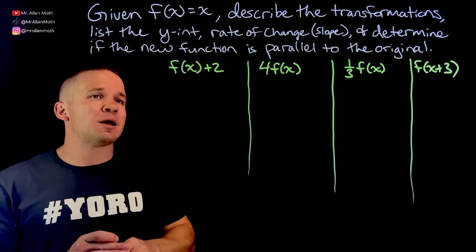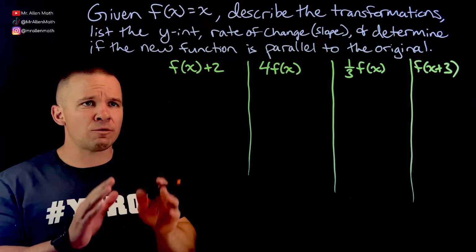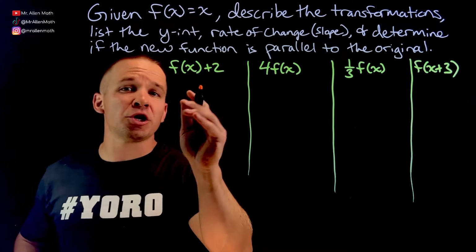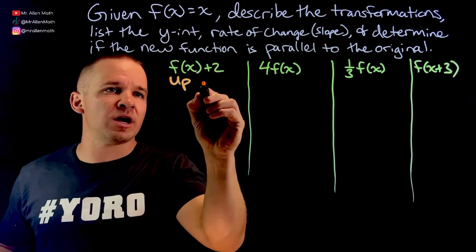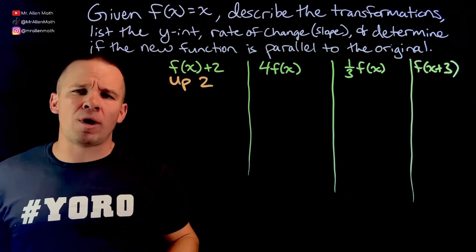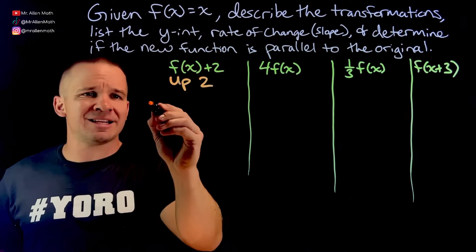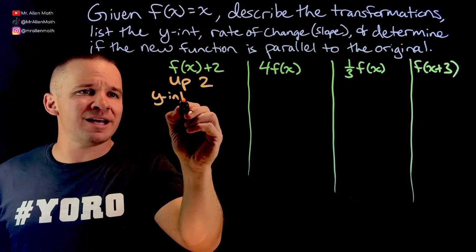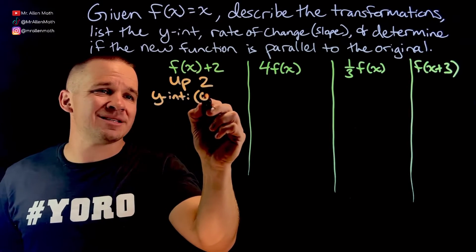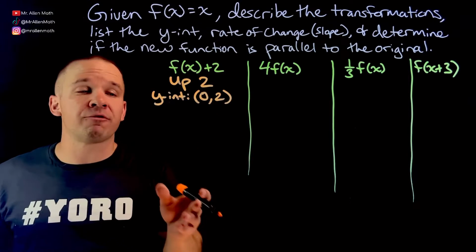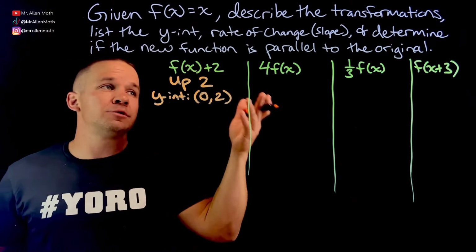All right, first one here. We have f of x plus 2, and the 2 is on the outside, so that's going to go up 2. So we're moving up 2. What's my y-intercept? If it started at (0, 0), then my y-intercept is going to be at (0, 2). I moved up from (0, 0) to (0, 2).